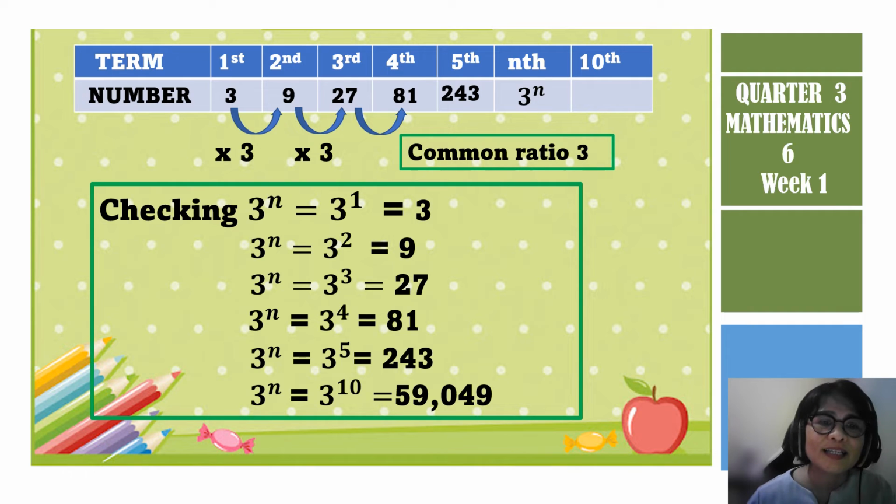Ngayon naman, pwede na nating hanapin ang pang-10th term gamit ang formula 3 to the power of n. So, our common ratio is 3 to the power of 10. So, we multiply 3 10 times by itself. So, we have the answer of 59,049. So, ang sagot natin, pang 10th term natin sa sequence na ito ay 59,049.